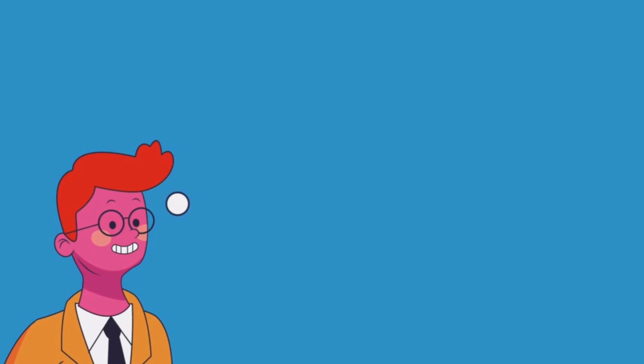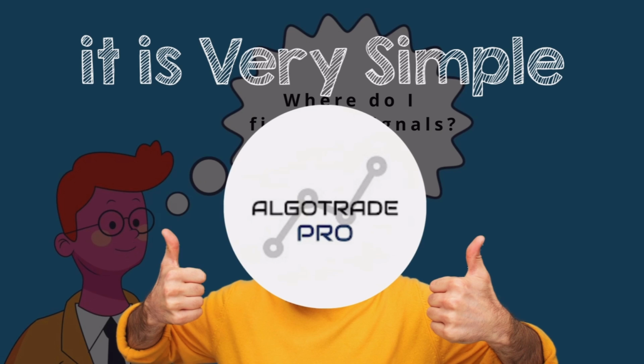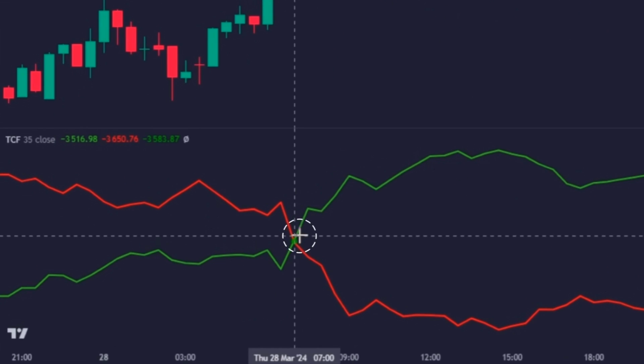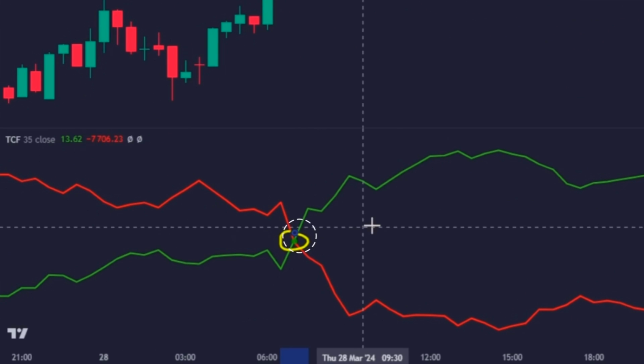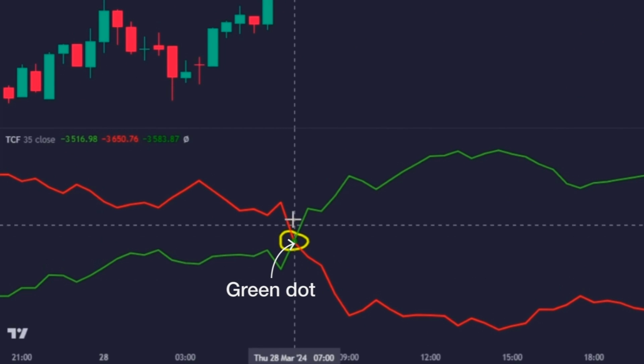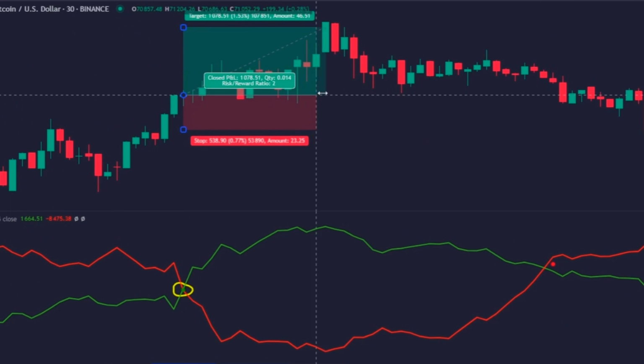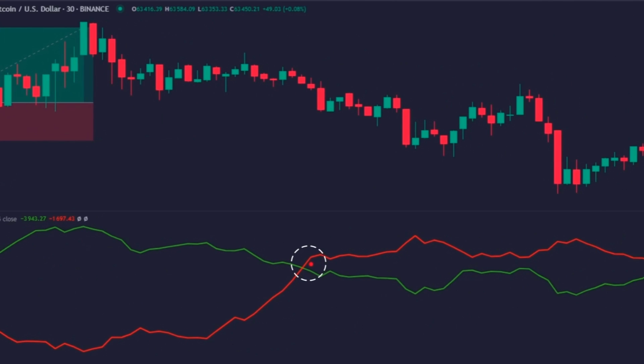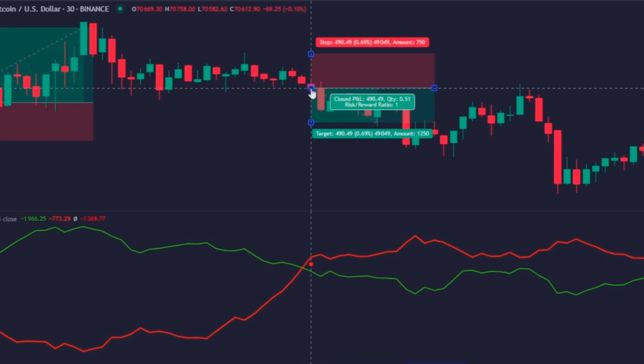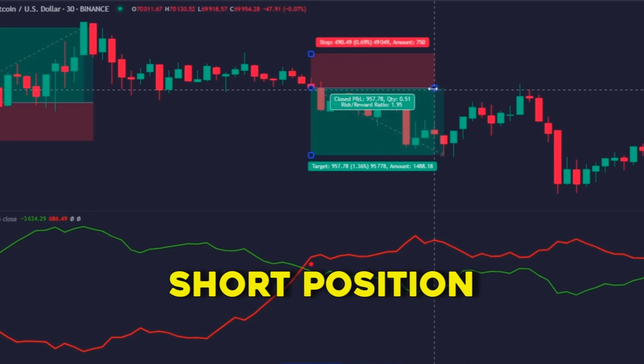And so, how do you know where to find the signals? It is very simple. When the TCF plus line crosses above the TCF minus, so when this green dot appears, it means it can be a good opportunity to enter a long position. And when the opposite is true, it means it can be a good time to enter a short position.